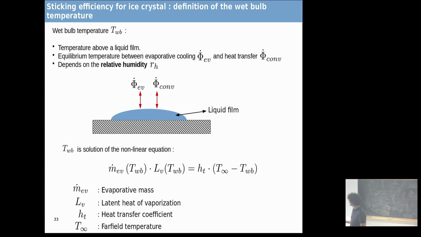This temperature is interesting, for instance, because you may have a negative wet bulb temperature in a warm environment above zero, because you have very low humidity. And this is the first information used by engine manufacturers to say whether or not they will have ice accretion. If the wet bulb is positive, it's a good indication of whether or not there will be accretion.